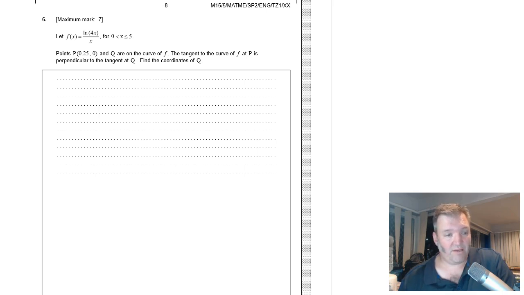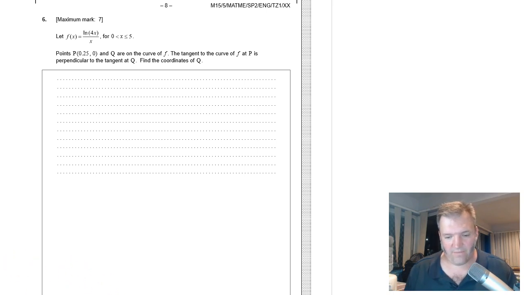The point P is at (0.25, 0), so they've given us the x-intercept there. Nice. And Q are on the curve. The tangent to the curve of f at P is perpendicular to the tangent at Q. Find the coordinates of Q.